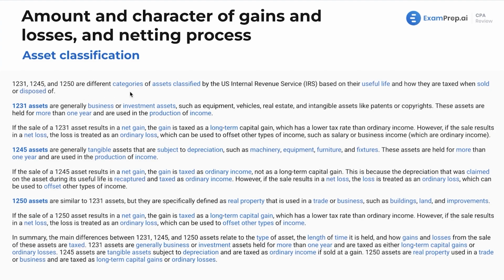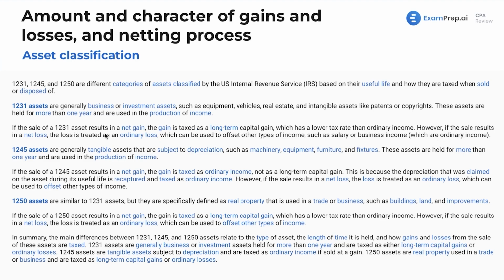These are all different categories of assets classified by the IRS based on their useful life and how they are taxed when sold or disposed of. 1231 assets are generally business or investment assets, such as equipment, vehicles, real estate, and intangible assets like patents or copyrights. These assets are held for more than 1 year and used in the production of income. If the sale of a 1231 asset results in a net gain, the gain is taxed as a long-term capital gain, which has a lower tax rate than ordinary income.